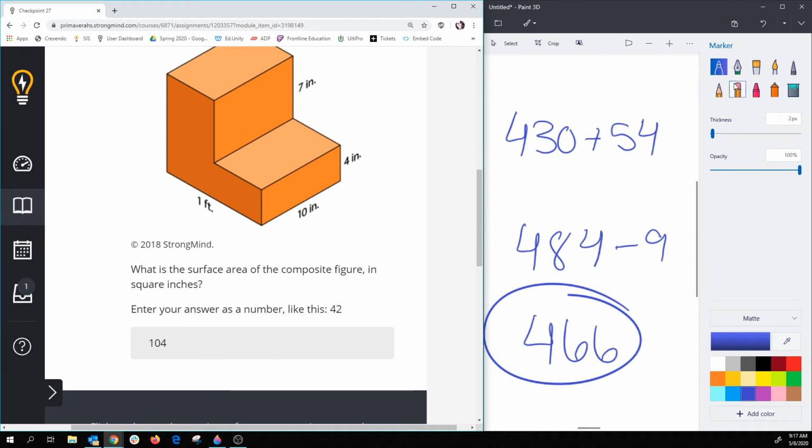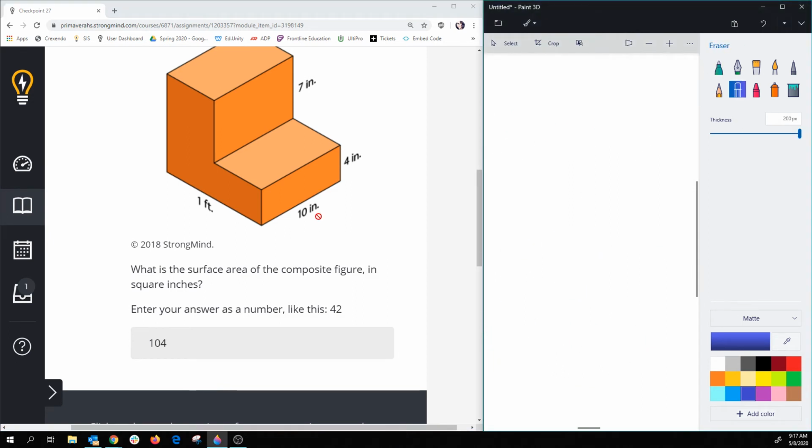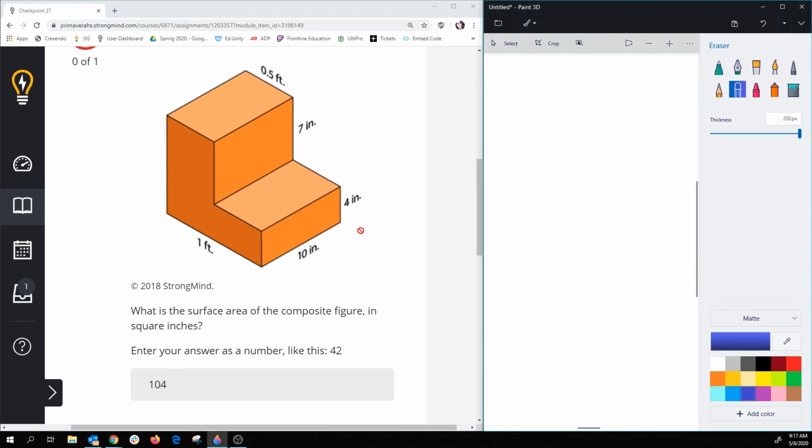For 10 here, we have another surface area, and we need to find the surface area of this box in square inches. Notice that when we're looking at the units, we don't have inches everywhere. Up here we have 0.5 feet, and down here we have 1 foot. Before we start finding the area of each surface, we need to change all of our units into inches, because that is what our question's asking.